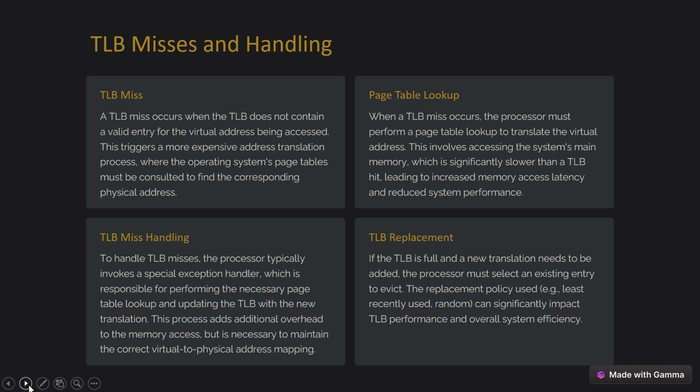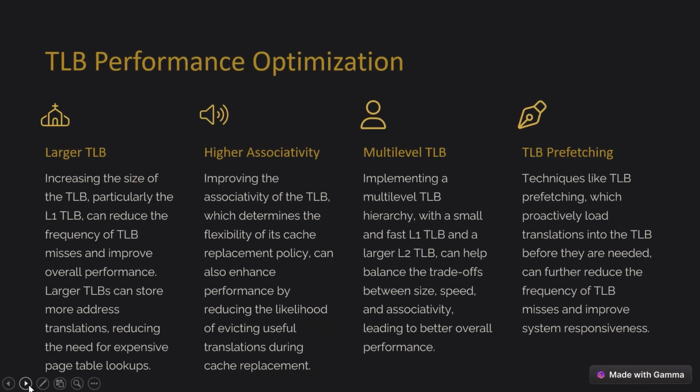Next is TLB performance optimization. First, larger TLB. Increasing the size of the TLB, particularly the L1 TLB, can reduce the frequency of TLB misses and improve overall performance. A larger TLB can store more address translations, reducing the need for expensive page table lookups.